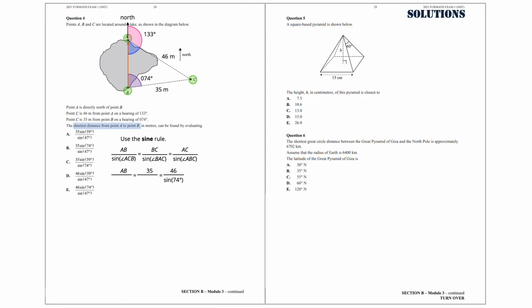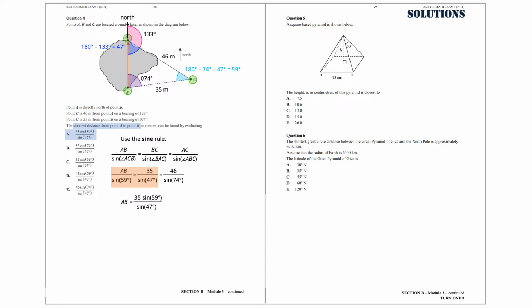We can calculate angle BAC, which is 180 degrees minus 133 degrees, that is 47 degrees. Also, we can calculate angle ACB, which is 180 degrees minus 74 degrees minus 47 degrees equals 59 degrees. Using the first two fractions, we can write that AB equals 35 times sine 59 degrees divided by sine 47 degrees. So the answer we're after is option A.